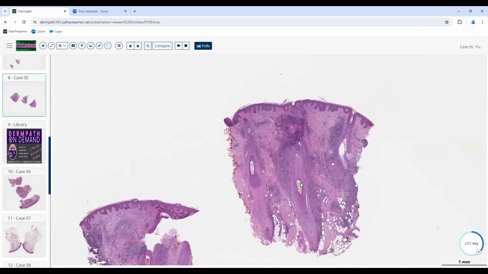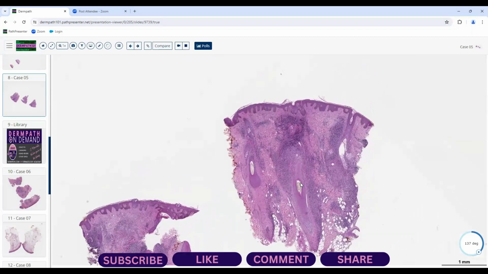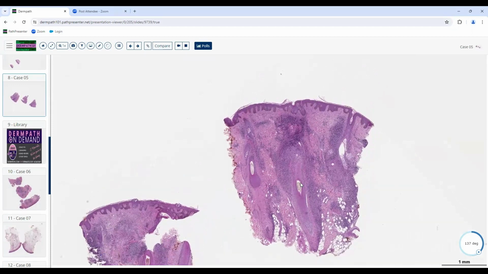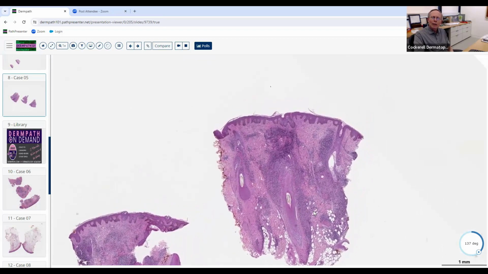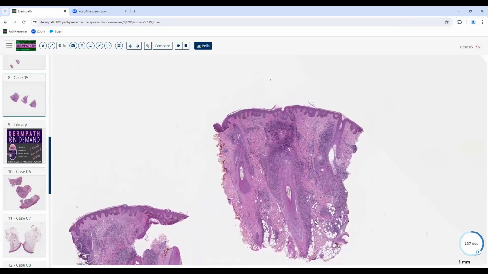Good. So this looks like a punch biopsy, maybe from the face or the scalp, a place that has a lot of sebaceous glands and hair follicles. Do you favor the scalp or the face more? I favor the face more because I'm seeing hair follicles and some sebaceous glands. So I favor the face.